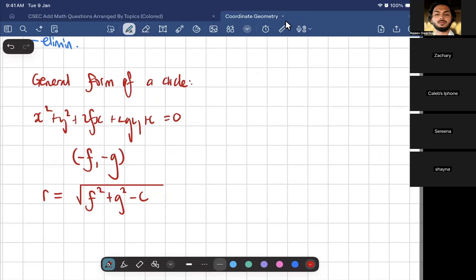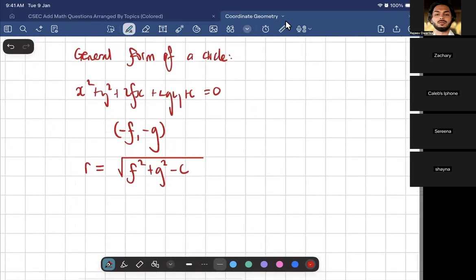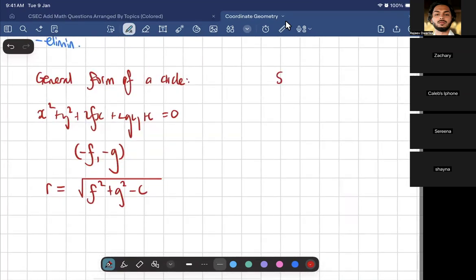Serena, let's move on to the standard form of a circle. Do you remember what the standard form of a circle looks like? Yes, sir, it's bracket x plus f squared plus bracket y plus g squared is equal to r squared. Great. Now let me ask you a question.